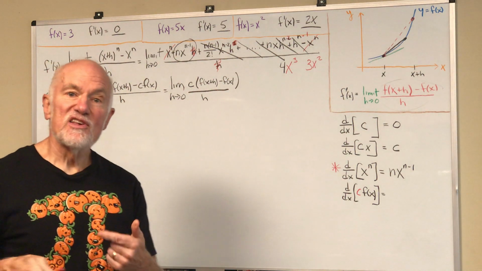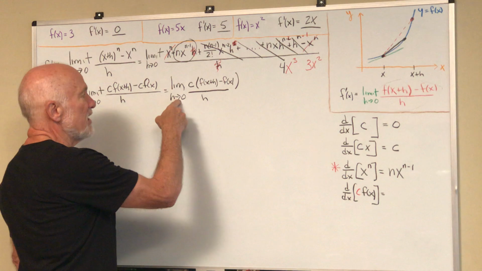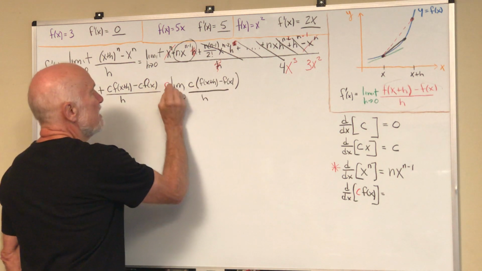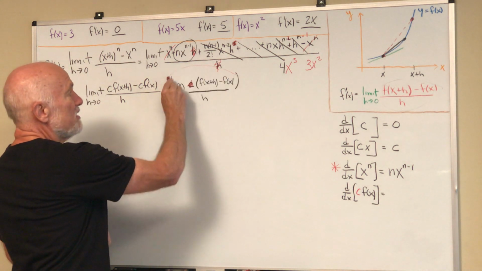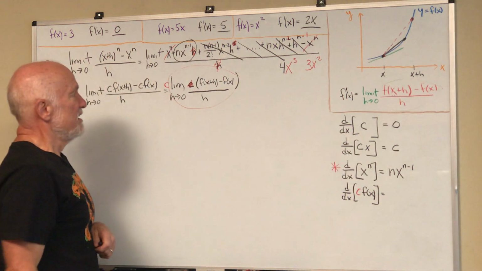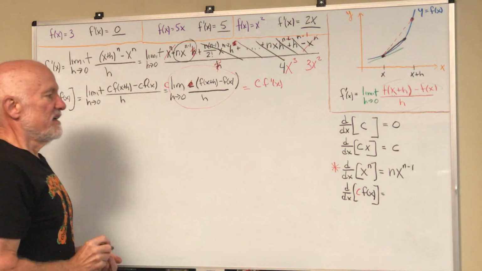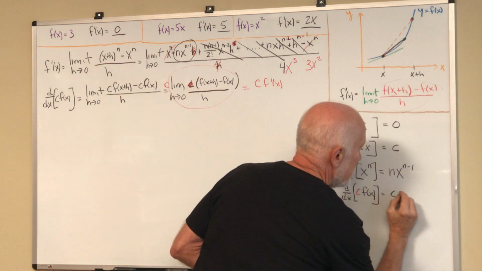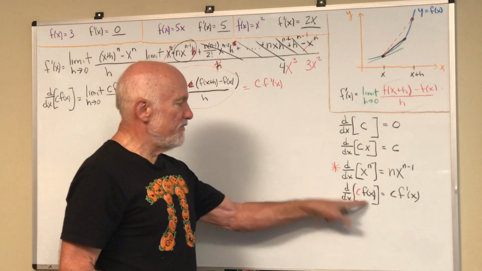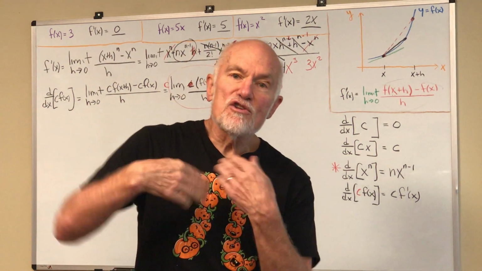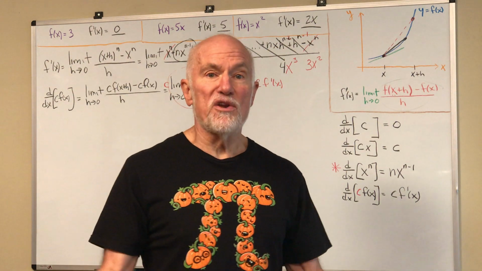And because limits are our friends, they do exactly what we would hope they would do. If you have the limit of a constant times a function, you're allowed to take the constant out front. And we're left with exactly this formula. So we get c f prime of x. And we've got a new formula. If we've got a constant in front of a function and we want to take its derivative, we can just take the derivative of the function and then multiply by the constant. Just like we would hope that it would work out.